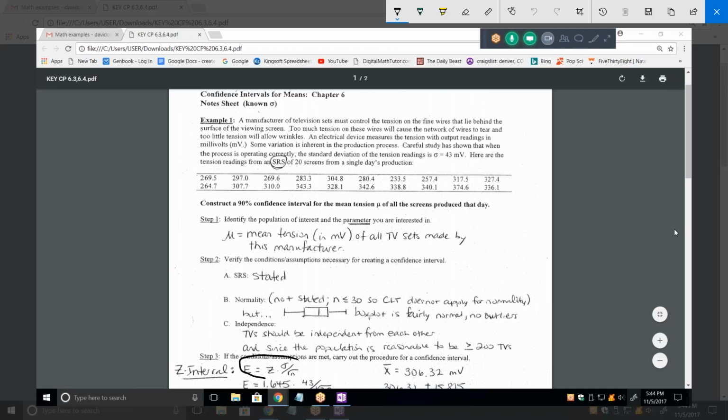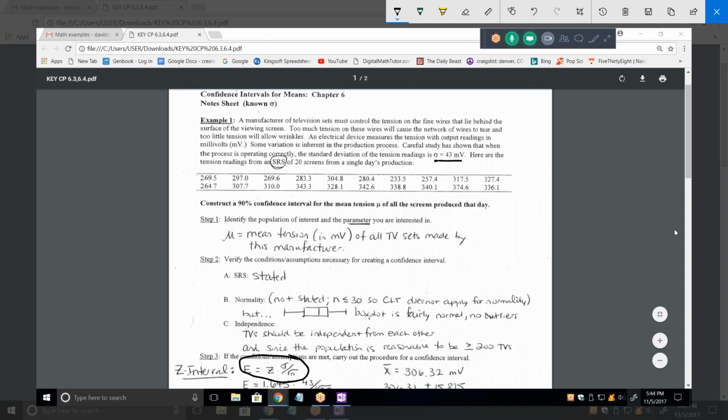Notice the key formula is a Z formula, not a T. You use the T when you have an unknown sigma. Or you use the T when the best sigma you have is from your sample. This sigma is from the entire population. Careful study has shown that when you know all the data, sigma is that.